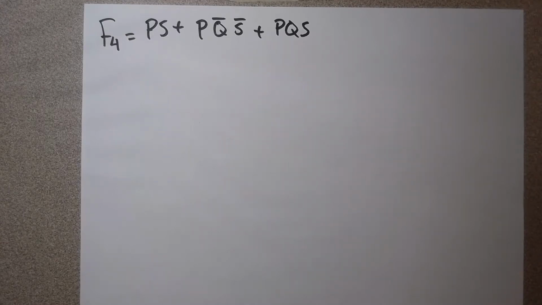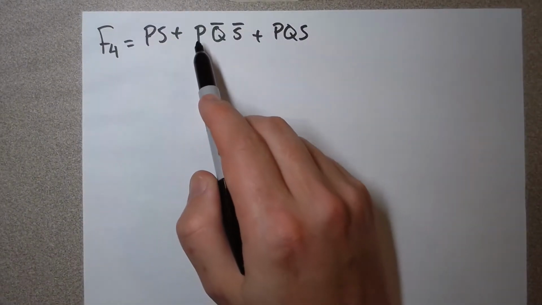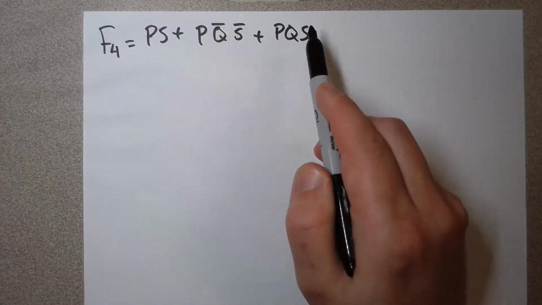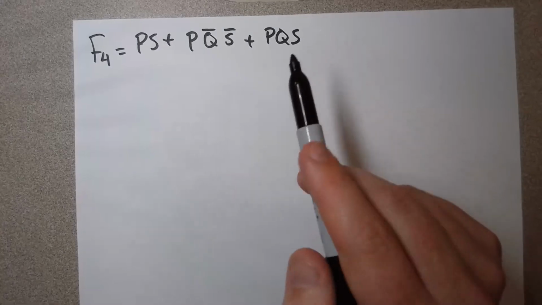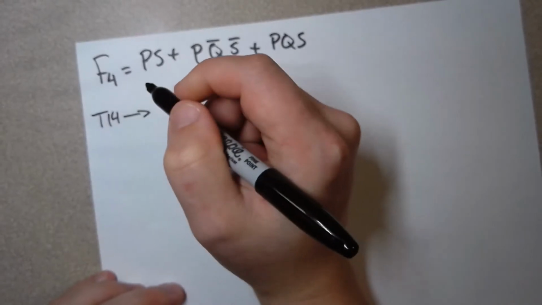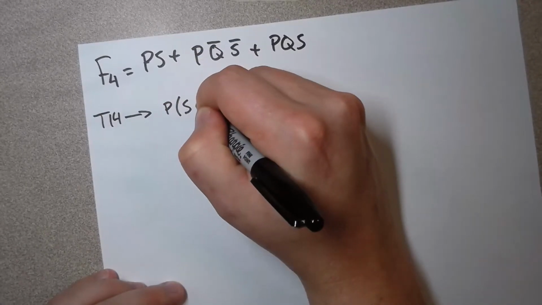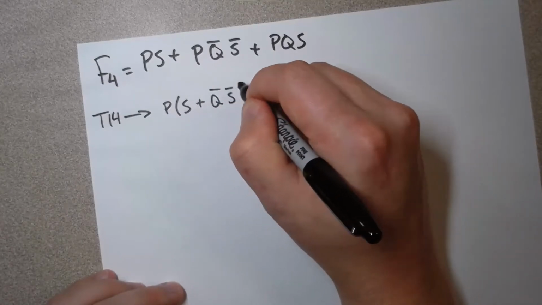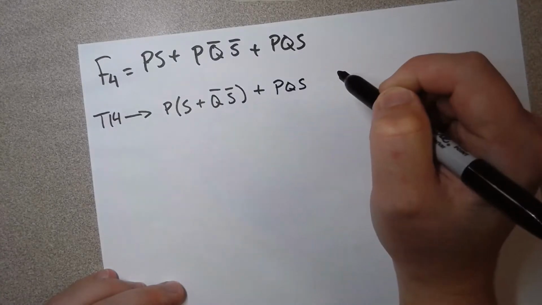So if we've got this function here, function 4 is p and s, or p and not q and not s, or p and q and s. Okay, so the first thing we're going to do is use theorem 14 to throw some parentheses on there to make this a little bit more workable. So we use theorem 14, and it's going to give us something that looks like p with the parentheses, s or not q and not s, and then we're going to leave that last one by itself, p, q, s, just like that.